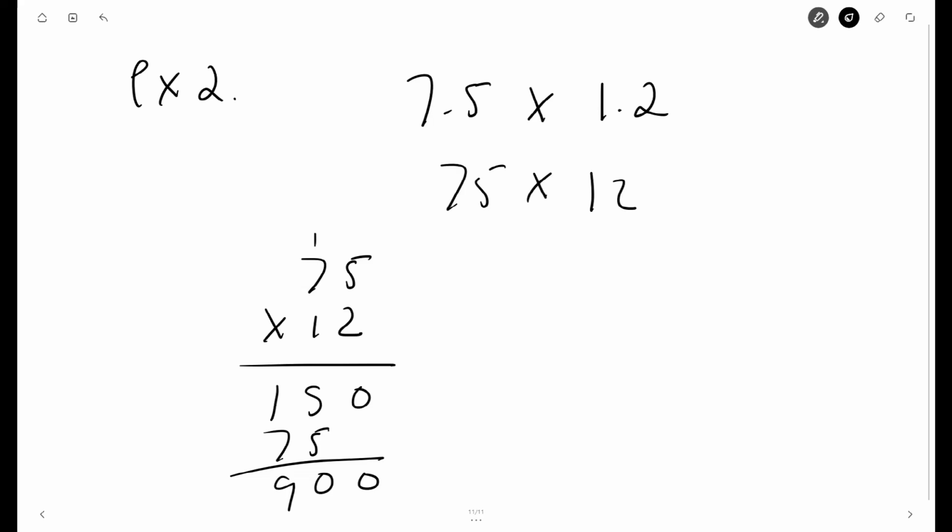Okay, so how many decimal places? 1, 1, it will be 2. 1, 2, that will be 9.00 or 9.